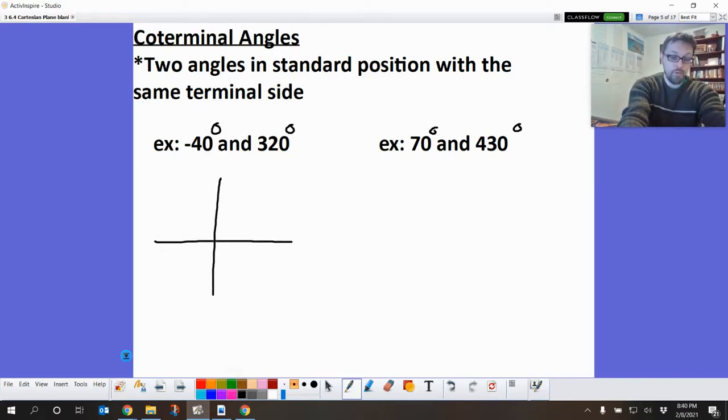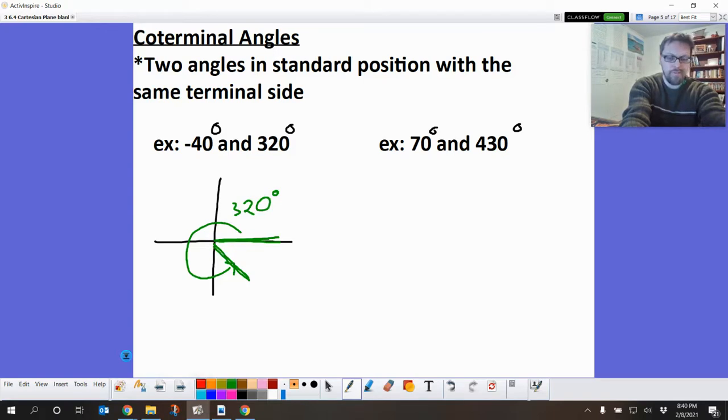If we drew 320 degrees, it would start at the positive part of our x-axis. I know it's bigger than 270, but smaller than 360. So that's going to tell me that it is somewhere in quadrant 4. So this would be 320 degrees. And I'm going counterclockwise, making it a positive angle.